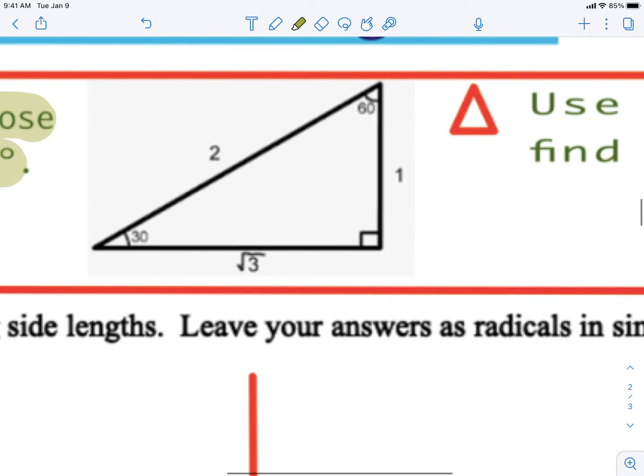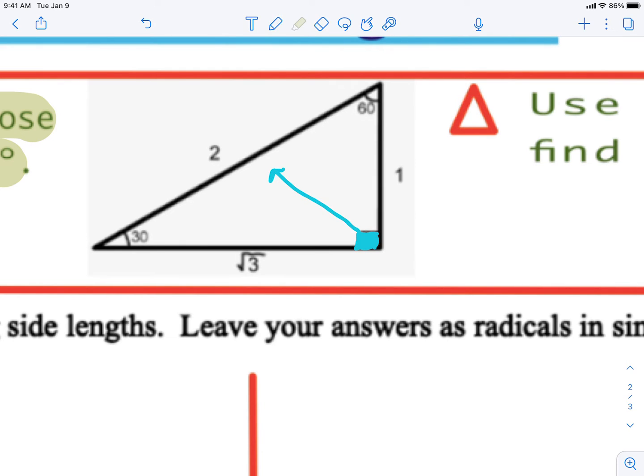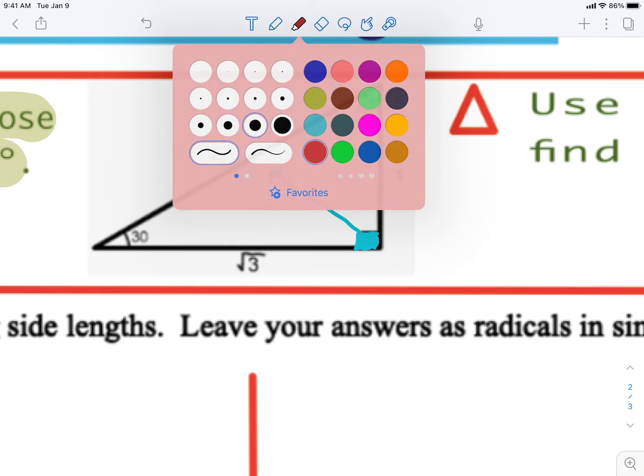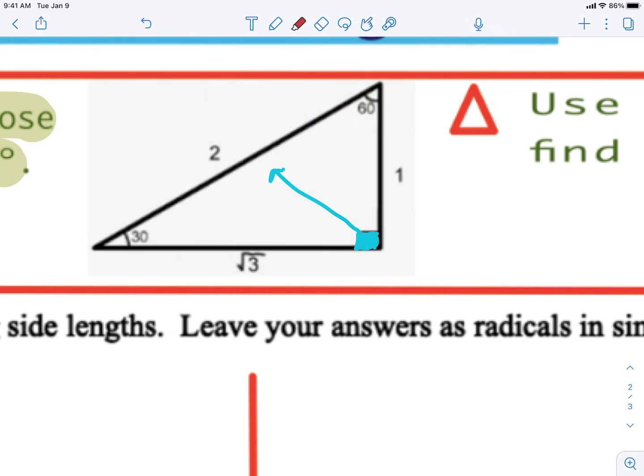Now, let me highlight my right angle. This is my right angle. And as you know, across from the right angle is the hypotenuse. So let us continue with our tradition here and highlight our hypotenuse in red. This is our hypotenuse. Our hypotenuse is our longest side, and it is in red.